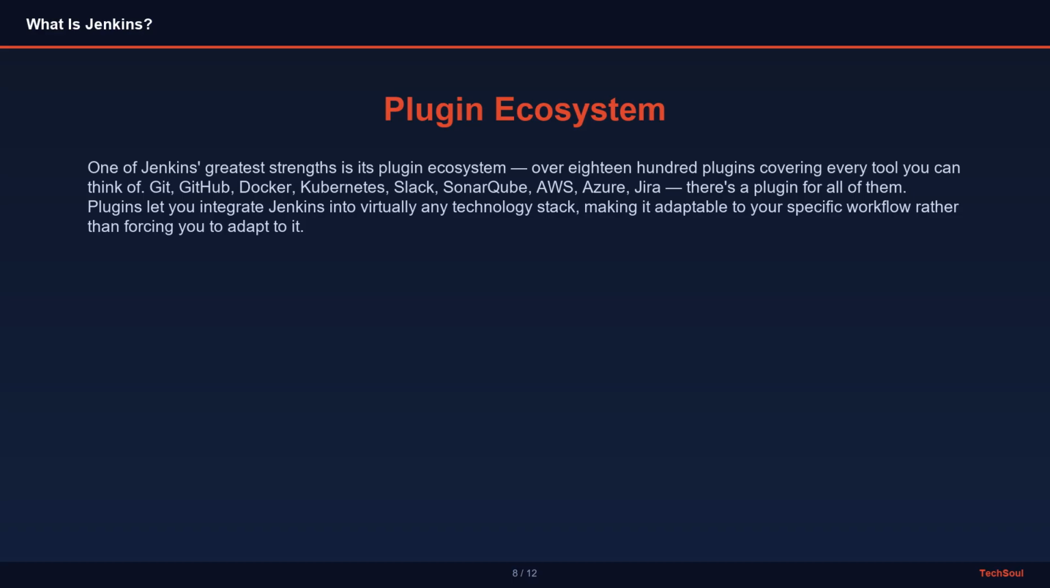One of Jenkins's greatest strengths is its plugin ecosystem. Over 1,800 plugins covering every tool you can think of: Git, GitHub, Docker, Kubernetes, Slack, SonarQube, AWS, Azure, Jira. There's a plugin for all of them. Plugins let you integrate Jenkins into virtually any technology stack, making it adaptable to your specific workflow rather than forcing you to adapt to it.